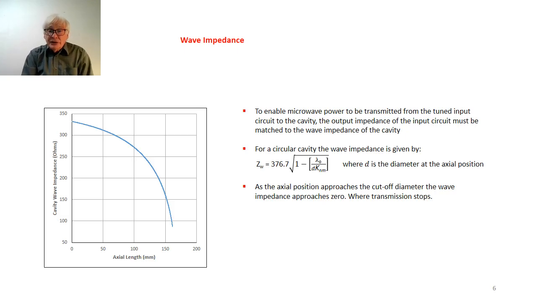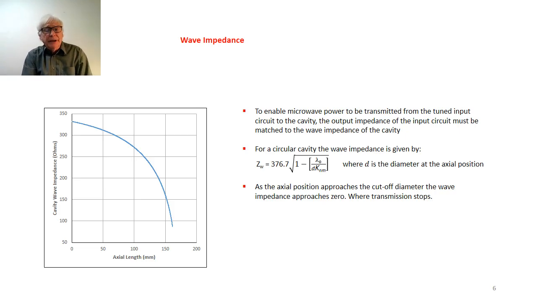Now, the equation for a circular cavity, the equation for the wave impedance, is given by ZW equals 376.7 times the square root of 1 minus lambda naught over d times KNM, where d is the diameter at the axial position at which you're determining ZW.